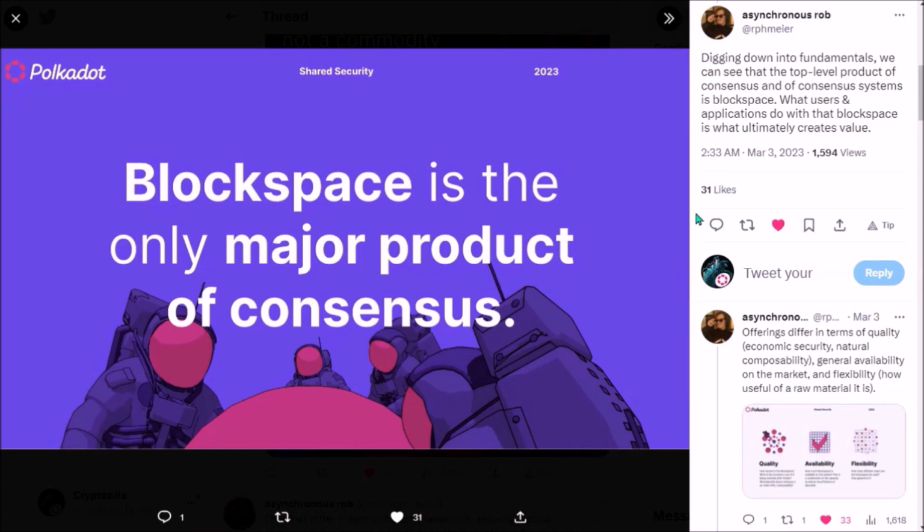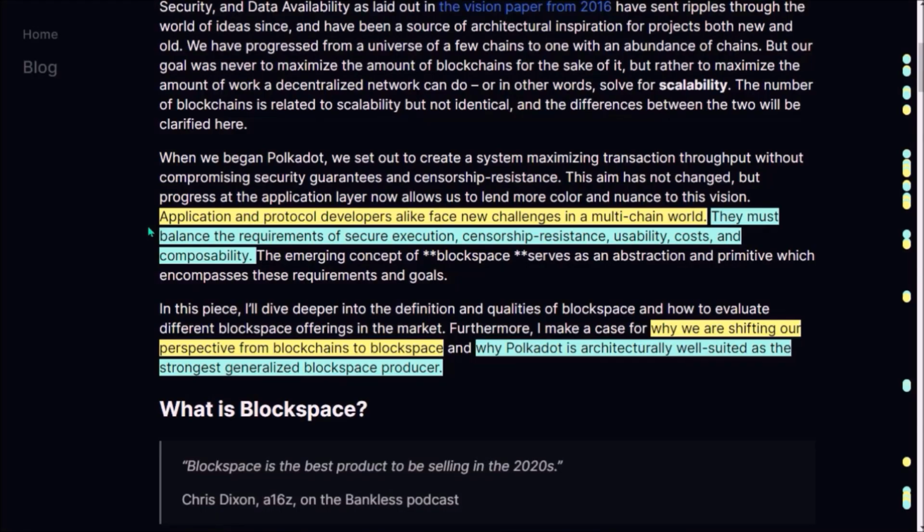blockchains nowadays produce. The developers building dApps need to decide where they will deploy their dApp. They need to consider several factors such as secure execution, censorship resistance, usability, costs, and composability. So from the developer's point of view, all these determine the quality of the blockchain. And since Blockspace encompasses all these individual blockchain attributes, Blockspace should really matter to all dApp developers.